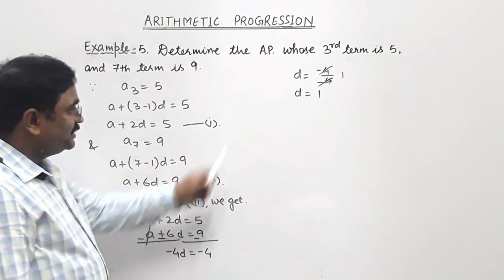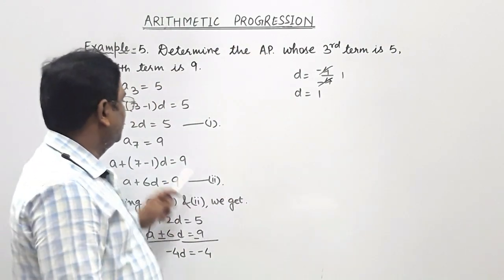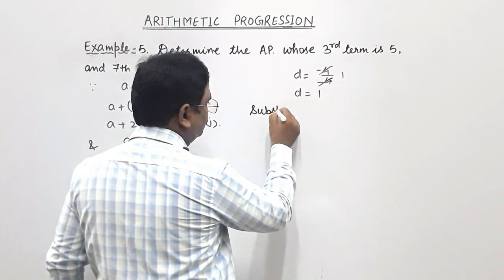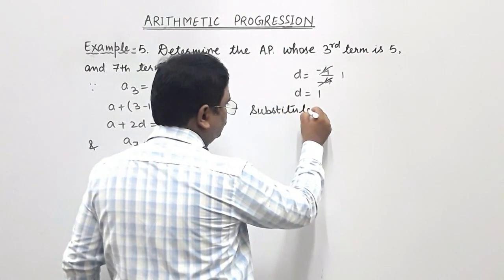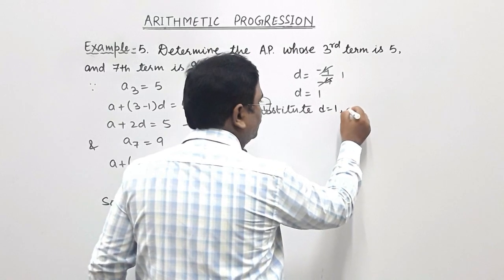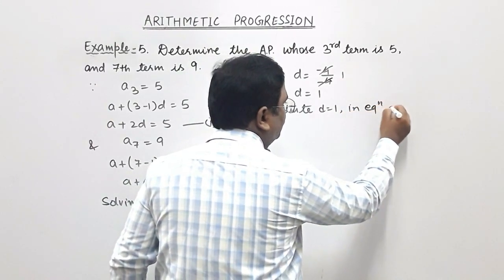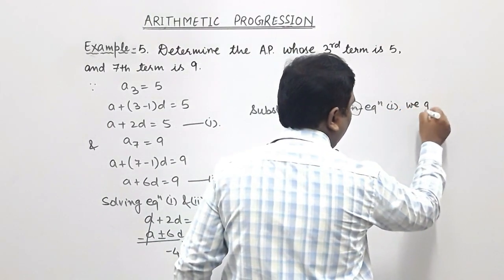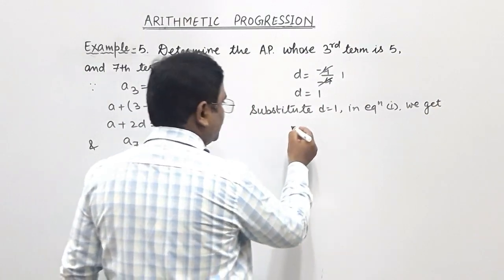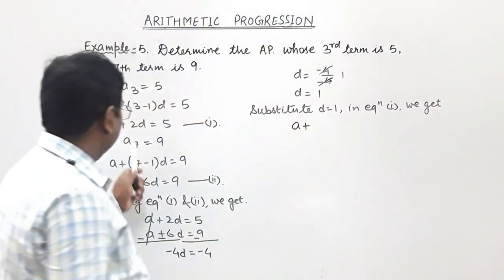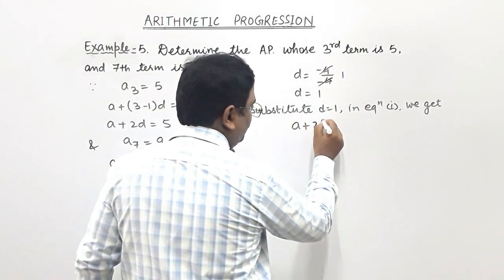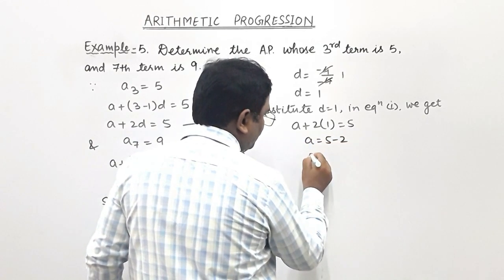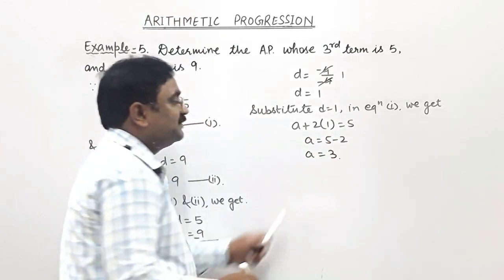Right? As d is equal to 1, now substitute d equals 1 in equation 1. Equation 1 is a plus 2d is equal to 5. So a plus 2 into 1 equals 5. a is equal to 5 minus 2, which is 3. That is the first term.